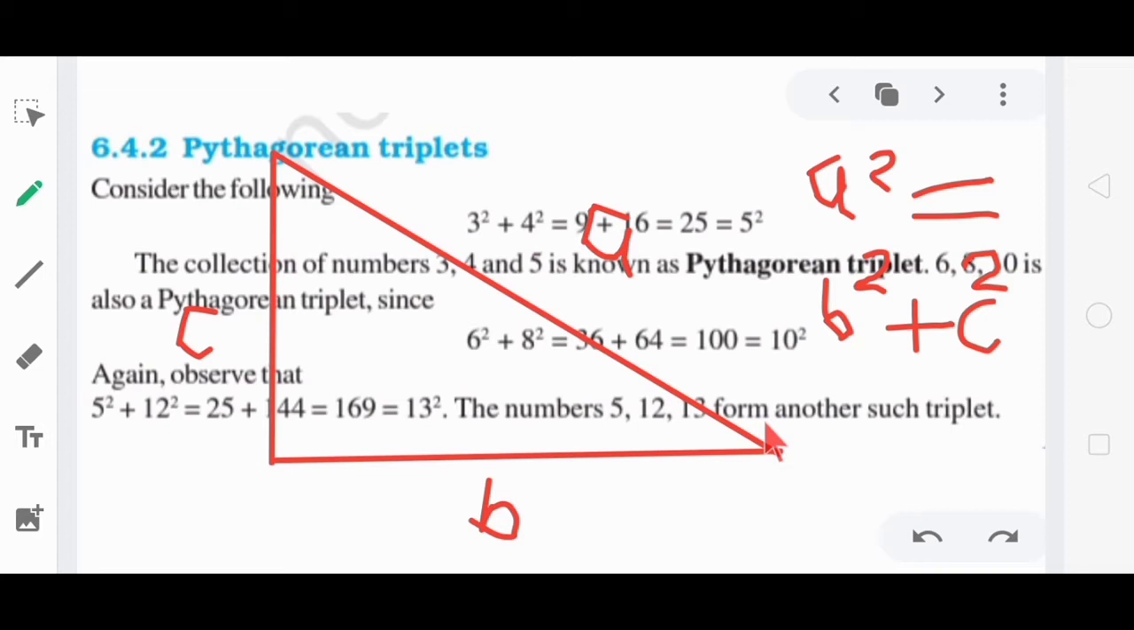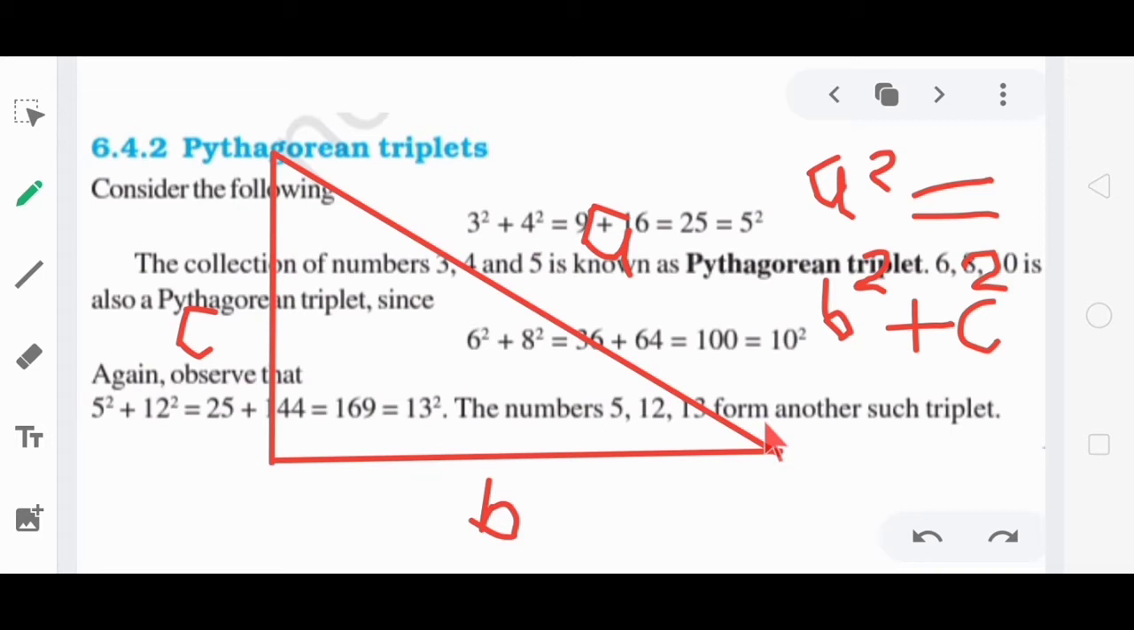So if you obtain three numbers in this order, such that the sum of the squares of two numbers is equal to the square of the third number, then we can say that these three numbers follow Pythagoras law and this triplet of three numbers becomes a Pythagorean triplet.